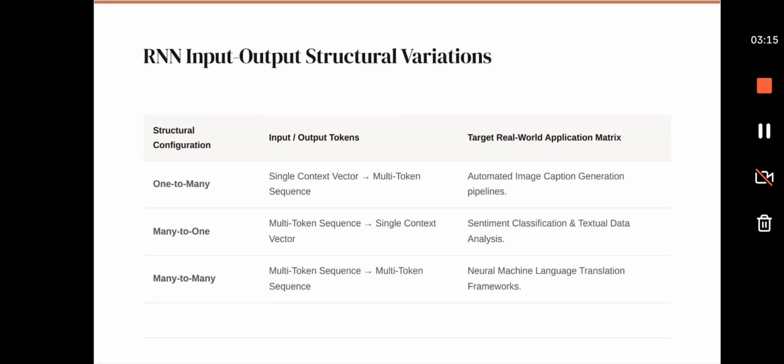One of the greatest features of RNNs is their flexibility. As you can see in this table, we can structure them in multiple ways depending on our goal: one to many, many to one, and many to many. One to many takes a single input and generates a sequential output. Many to one feeds a sequential input and gets one single output. The third one is many to many. This maps a sequence of inputs to a sequence of outputs, which is the gold standard for machine translation, like translating an English sentence to Tamil or French.